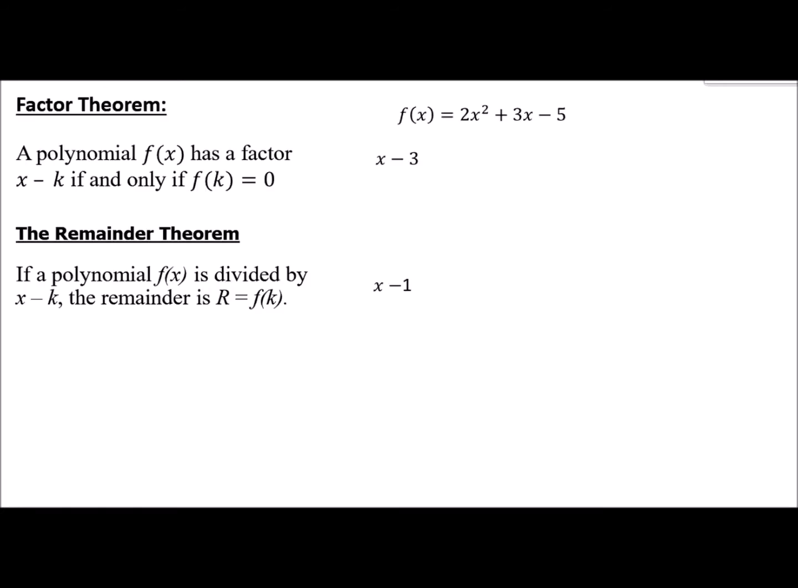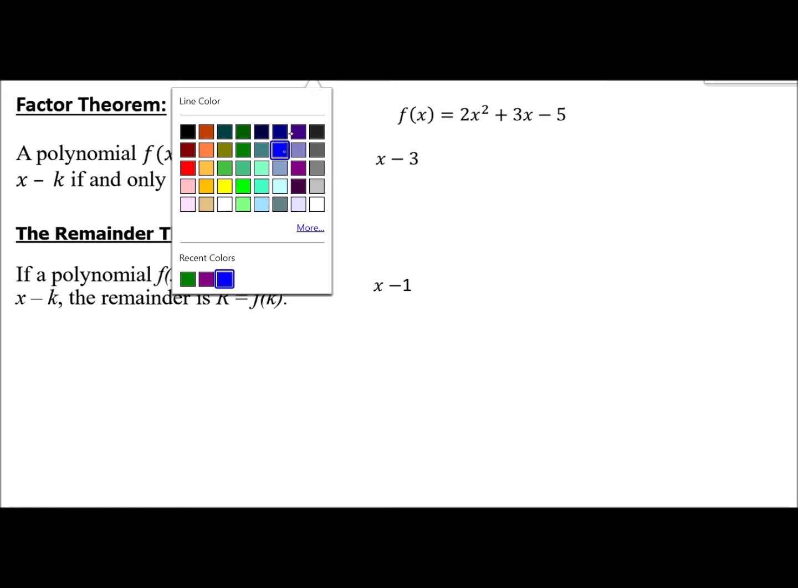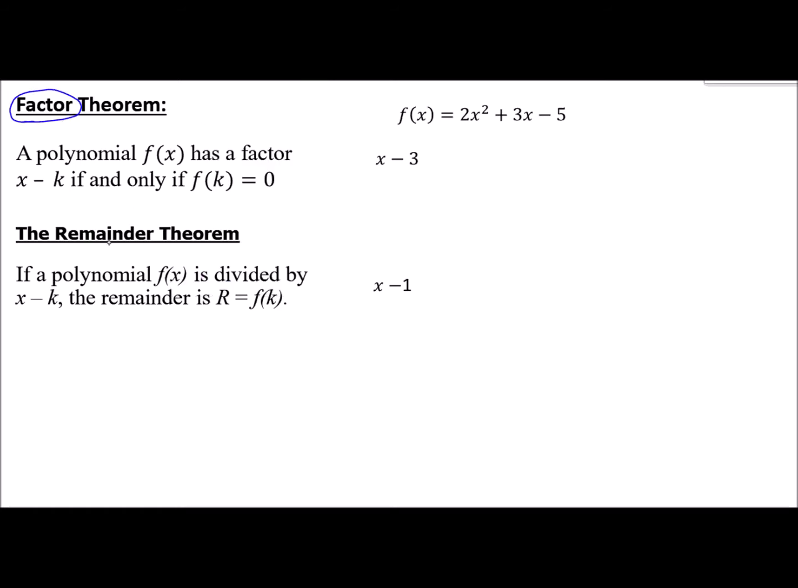So two theorems that we've learned so far are called the factor theorem and the remainder theorem. We're going to actually join those two together to find a way of factoring any polynomial. So the factor theorem says this guy has a factor of x minus k if and only if f of k equals 0. And then down here, the remainder theorem says if you divide by x minus k, then the remainder r is the same thing as f of k.